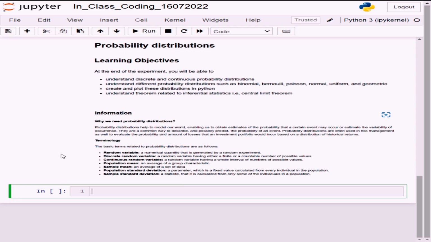So you have a group that you considered for some experiment, and you try to calculate the mean of that. That's what a population mean is.